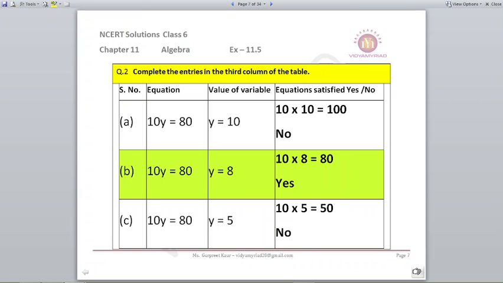First part, 10y is equal to 80. The value of y is 10. So 10 into 10 is 100. So it does not satisfy the equation. So we will say no. B, 10y is equal to 80. So 10 into 8 is 80 and 80 is equal to 80. Left hand side is equal to right hand side. So answer is yes. C part, 10y is equal to 80. So 10 into 5, that is 50. So 50 is not equal to 80. So answer is no.